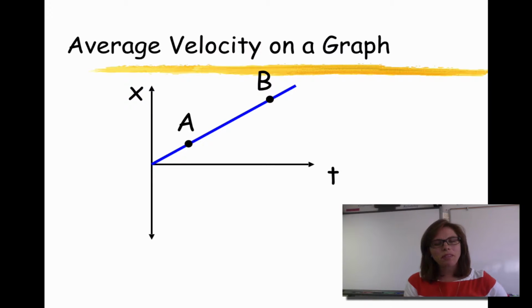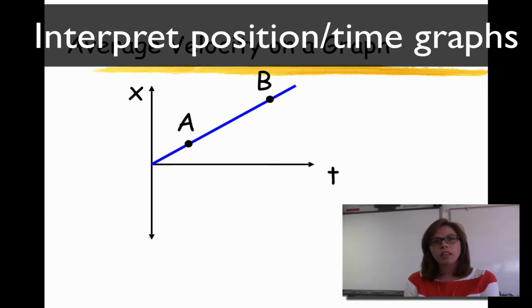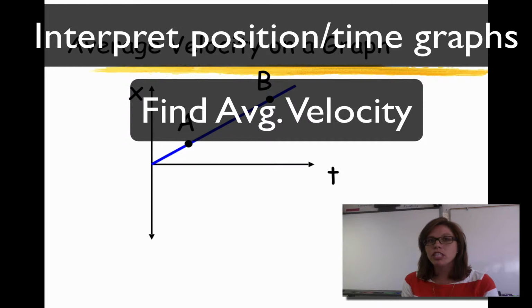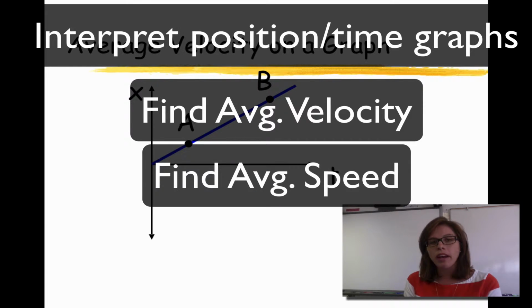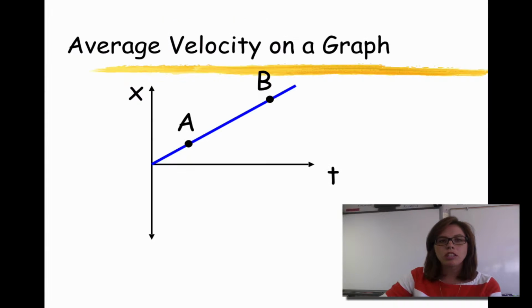Well, hello, AP students. So in this video, we're going to either review or learn, depending on where you are, how to interpret position time graphs, and specifically how to find average velocity and average speed from position time graphs. So let's start off simple. We have the simple position time graph here.